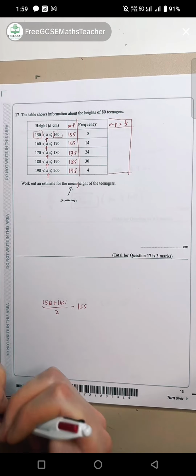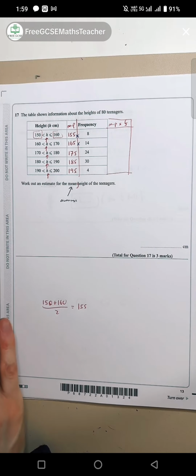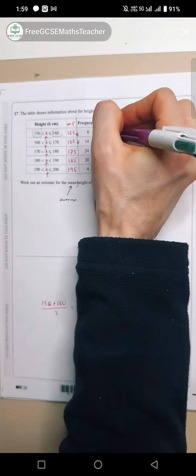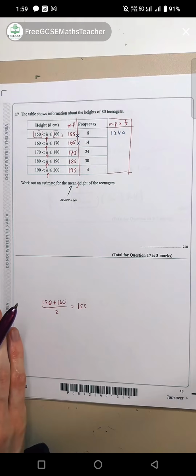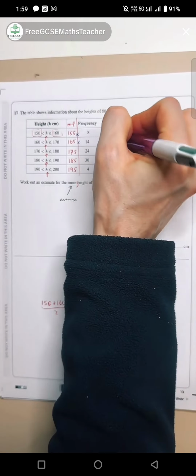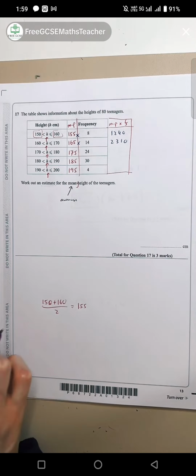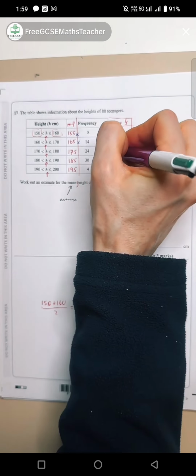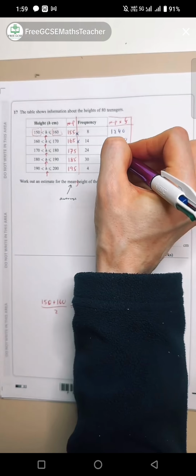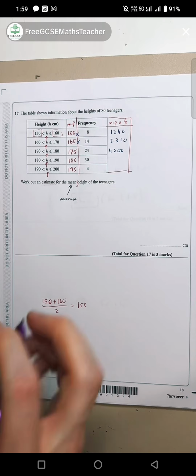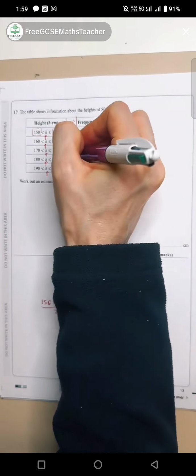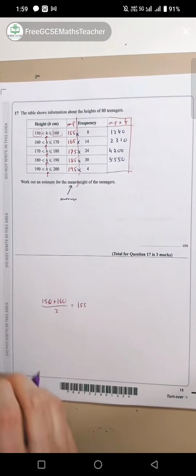So we're just going to multiply along each row. So we're going to do 155 times 8, into your calculator. It's worth 3 marks. 155 times 8, press equals, and that gives you 1,240. 165 times 14, press equals 2,310. 175 times 24, and that gives you 4,200. 185 times 30, and that gives you 5,550. And we just keep going. Last one, 195 times 4, press equals 780.